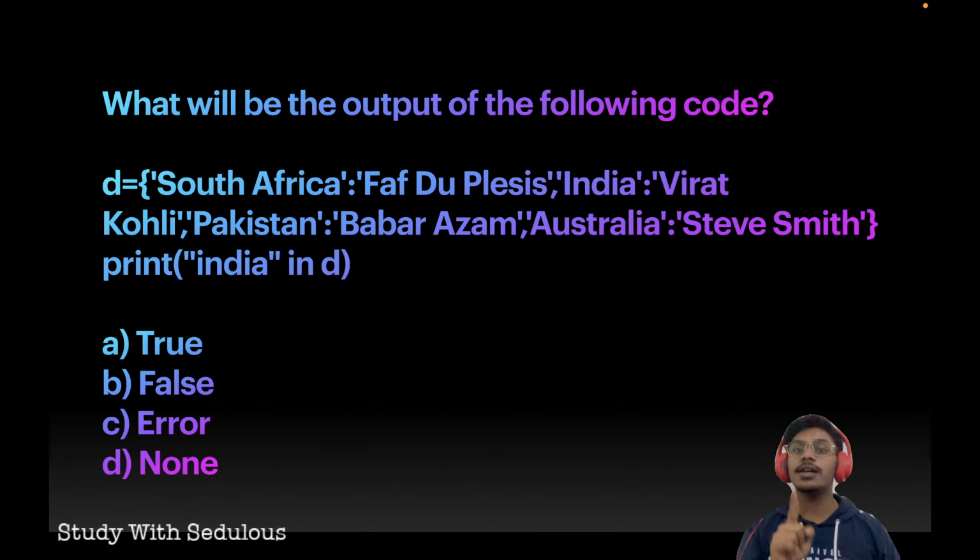Now, what will be the output of the following code? Same dictionary, but print India in D. Is India present in the dictionary? Mind it, it is a key, but the problem is India's I is a small letter. And as we said in the morning session, Python is a case sensitive programming language. So it will say False. India doesn't exist. Capital I does exist, but small i doesn't exist. So it will say False.